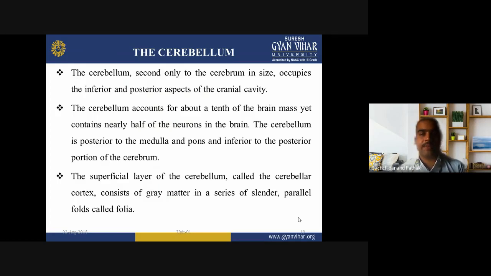को ऑक्युपाई करते हैं. So the cerebellum is posterior to the medulla and pons and inferior to the posterior portion of the cerebrum. The superficial layer of the cerebellum, called the cerebellar cortex, consists of gray matter in a series of slender parallel folds called folia.